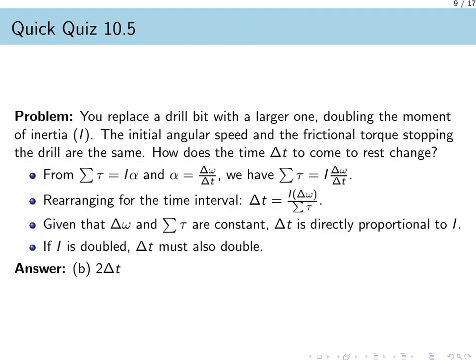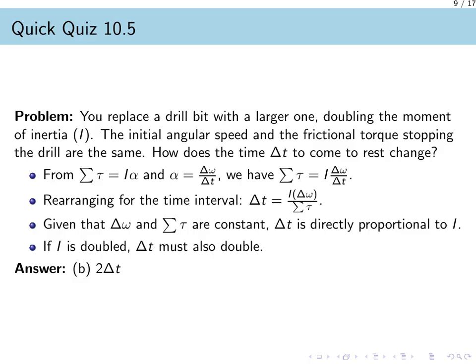Let us apply our understanding of rotational dynamics to a practical problem involving an electric drill. This quiz asks how the stopping time changes when we use a bit with double the moment of inertia while keeping the initial angular speed and stopping torque the same.